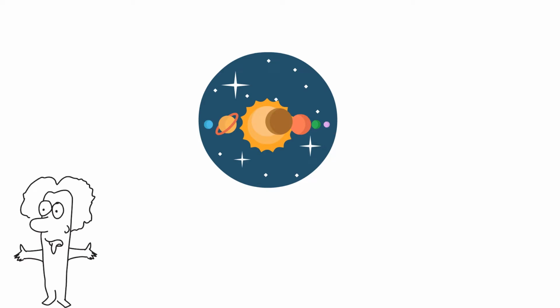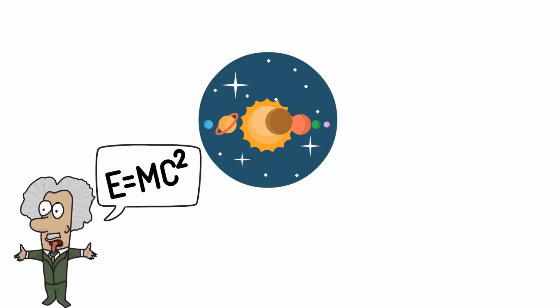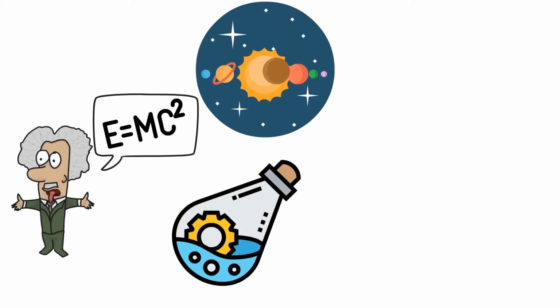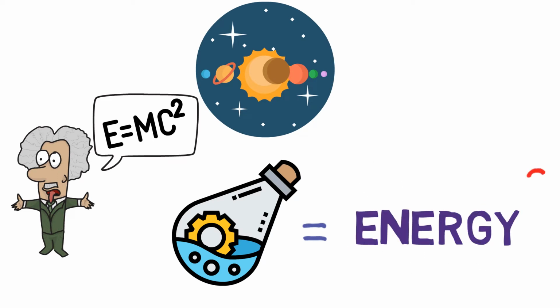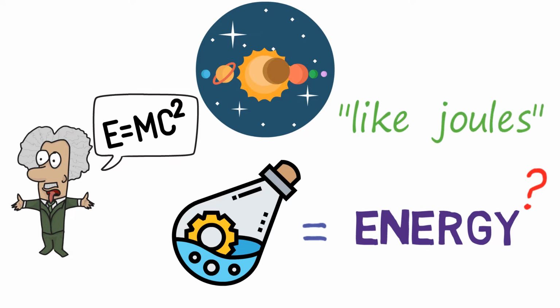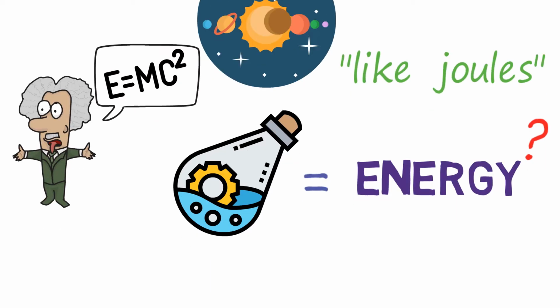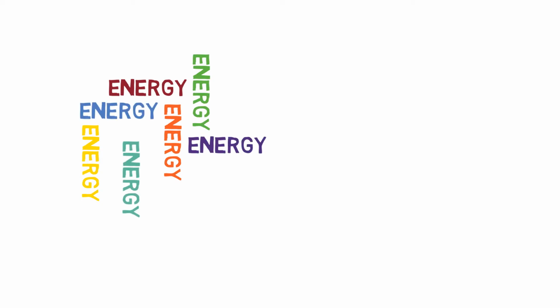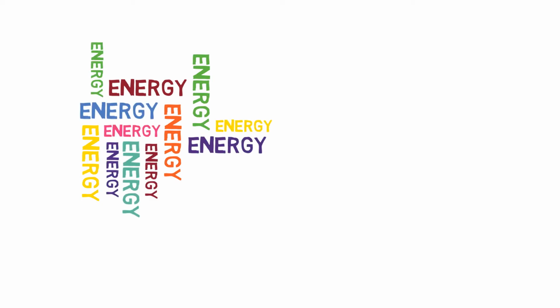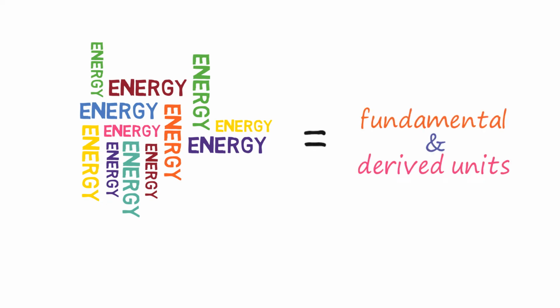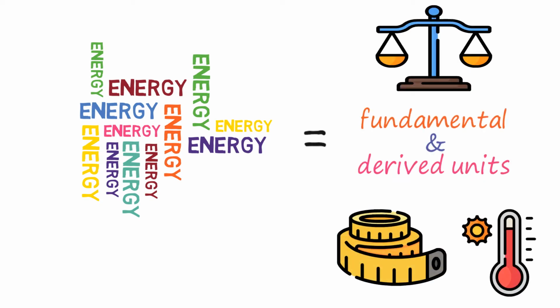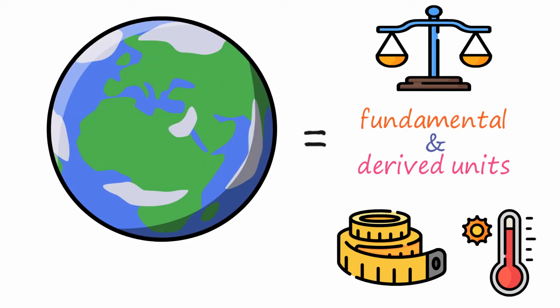And not only that, but everything in this universe is made up of energy. According to Einstein's famous equation, E is equal to mc squared, which states that all matter is made up of energy. So then why don't we use a unit of energy to describe the world around us? The reason is that it becomes really hard to express everything in terms of energy. And that's why we have to use different units and various types of measuring instruments to better understand the world around us.